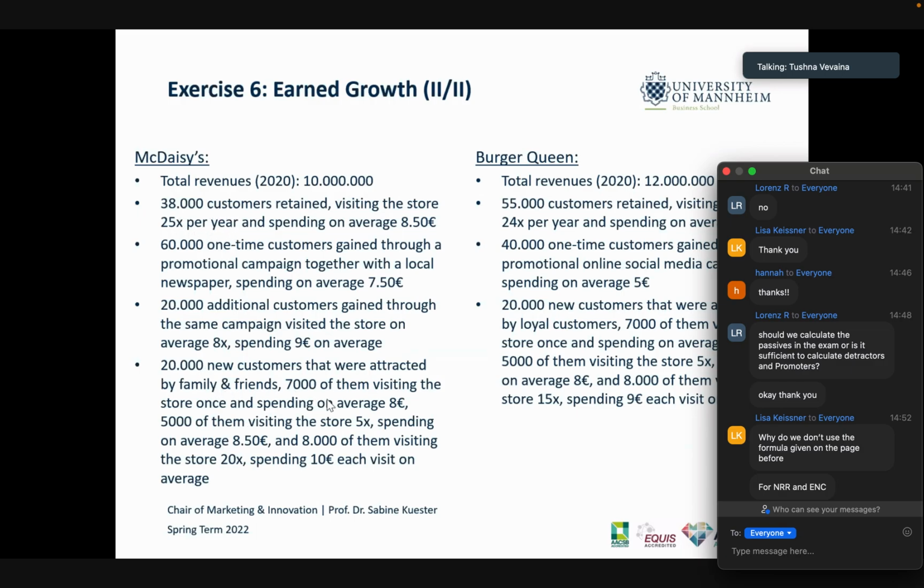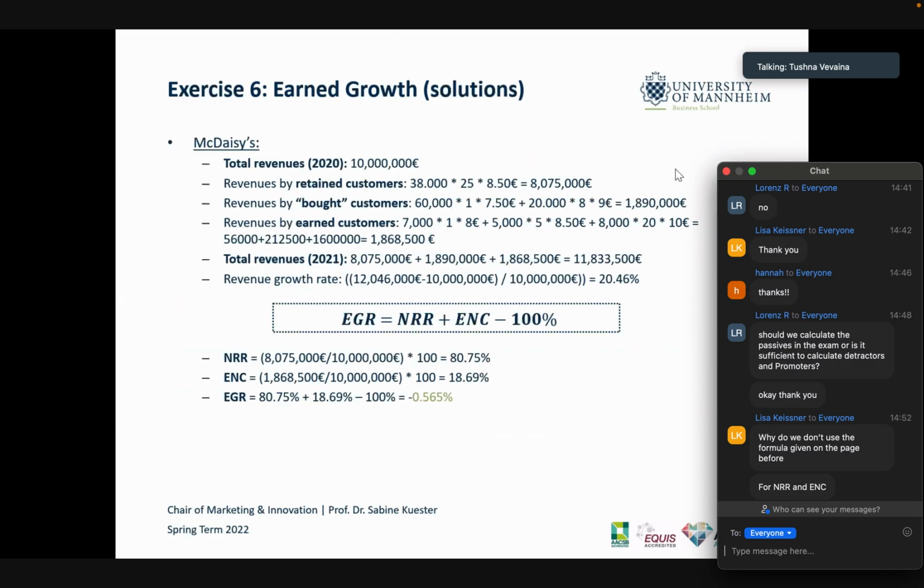And now you have 20,000 new customers that were attracted by family and friends: 7,000 visiting the store once, spending 8 on average, 5,000 visiting 5 times, spending 8.5, and 8,000 visiting 20 times, spending 10. Here, you know that these are attracted through referrals, because we're told that they were attracted through family and friends. So these are your earned customers. So you have 7,000 into 8 plus 5,000 into 5 into 8.5 plus 8,000 into 20 into 10. And that's how we come up with the working for your total revenues, your retained customers, bought, earned.